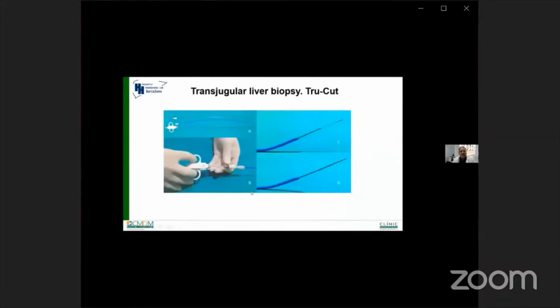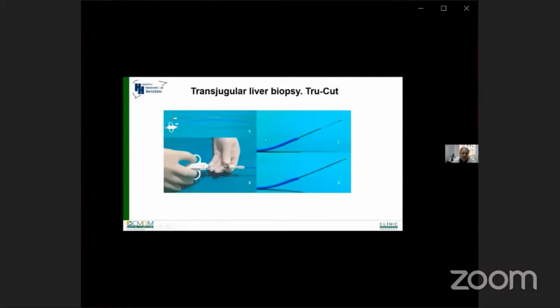However, this has changed a lot, and for probably the last 15 years we are using the new device from Cook, the TruCut needle. As you can see here, this is very similar to the percutaneous needle. When you puncture the liver, it opens, and in this hole the liver deposits in this area. After firing the needle, there is a cut and you get the sample inside and you retire it. This is the setting that can be used.